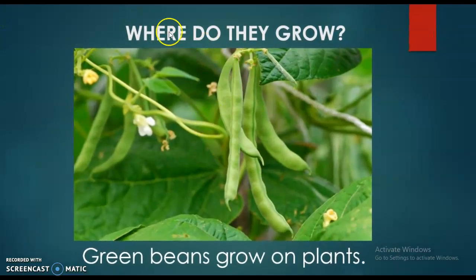Okay, next. Where do they grow? Okay, what is this? This is green beans. G-R-E-E-N, green. B-E-A-N-S, beans. Green beans adalah sayur kacang. Ni kacang buncis. Green beans grow on plants. Sayur kacang tumbuh di atas pokok ataupun dia berbuah di atas pokok. Okay, so macam ni. Inilah pokok dia.